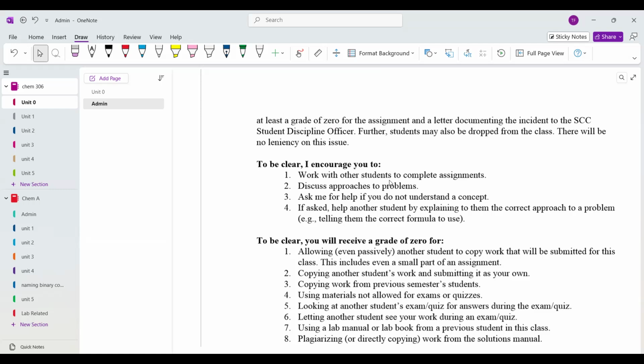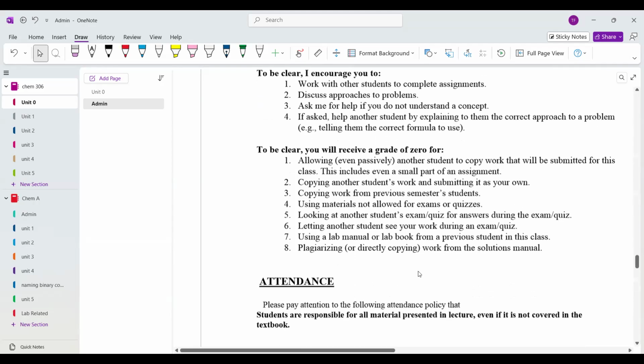Now, this class is going to be very, very different from 305. Very different. And you might in the beginning be kind of wandering around trying to get your feet wet, going, wow, what's going on? So anyway, highly encouraged to join a study group or create one.